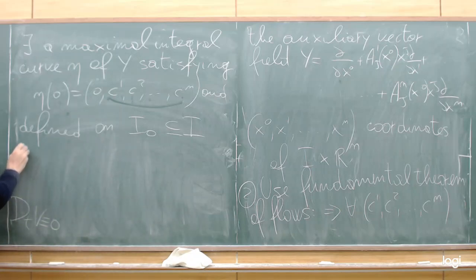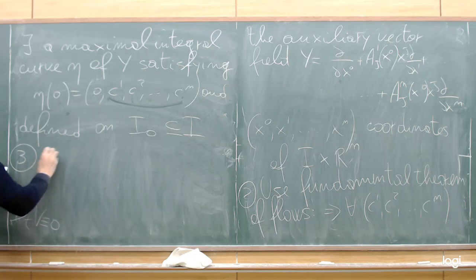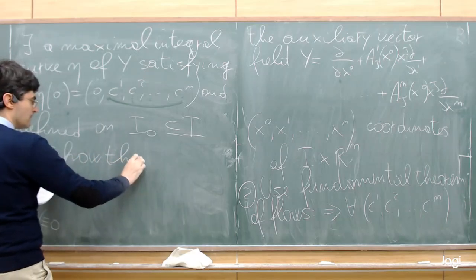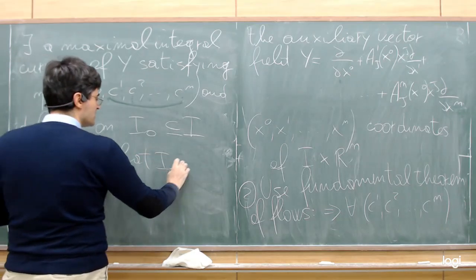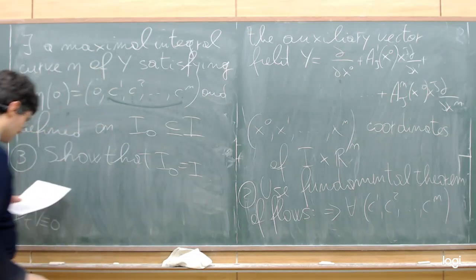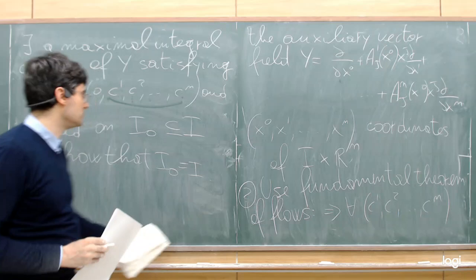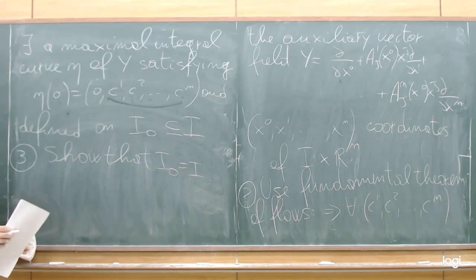Step number 3. Show that I0 is equal to I. So this is the structure of the proof.